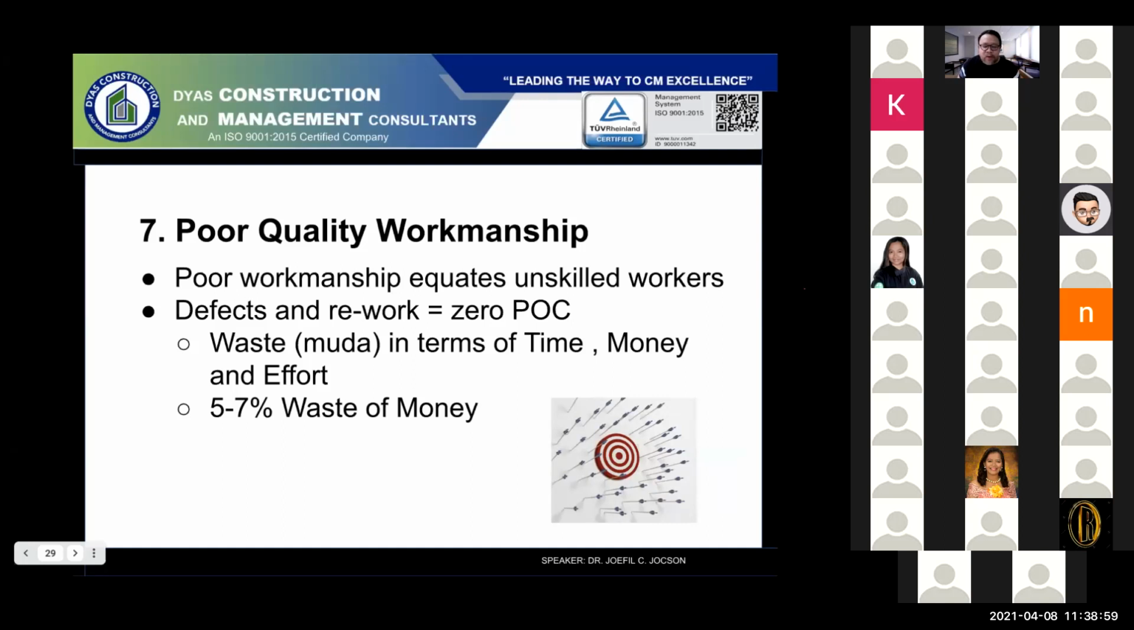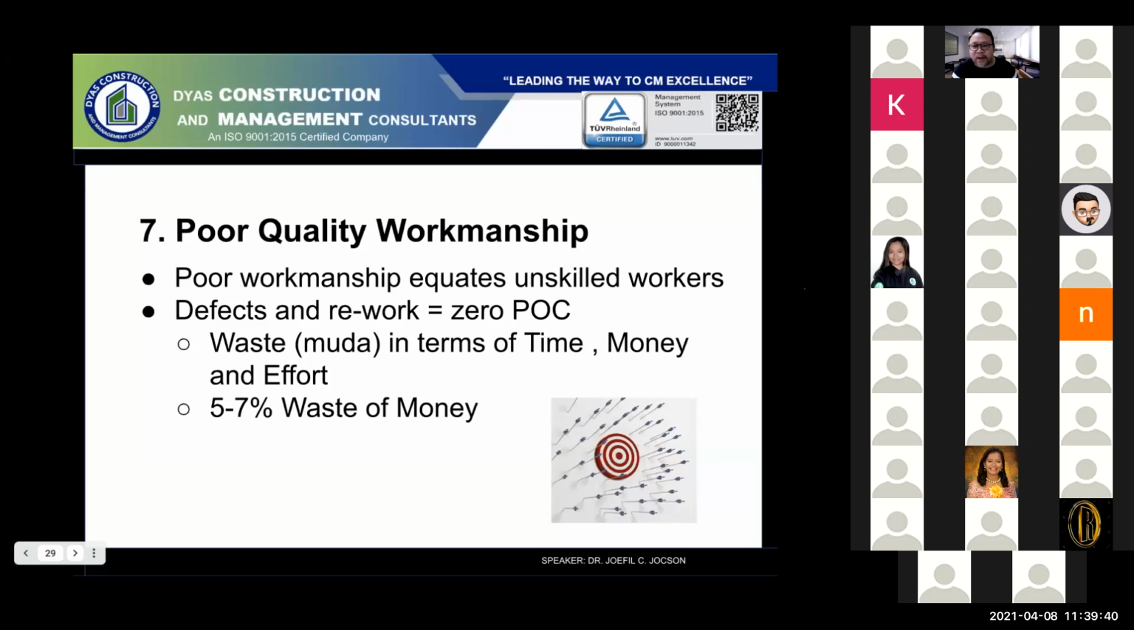Ito, poor quality workmanship, no? Ito talaga ang pinaka-the best na topic natin sa mga contractor. Now, we will have one topic for this, no? Siguro sa last or sa mga 5th month natin, meron kaming module na prepare para dito, para sa atin lahat. And this will save a lot of money, no? Poor quality workmanship is zero, ano yan, POC. Pero, if you realize, as a contractor, ano yan? Gastos nyo yan eh. And that it's your money. Waste of money yan. Almost 5 to 7%.